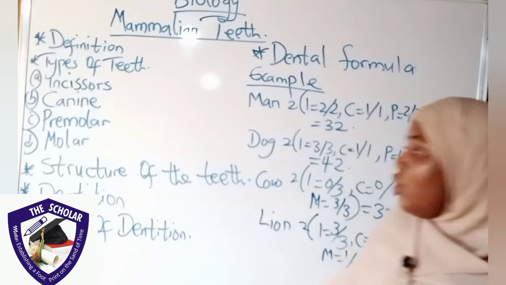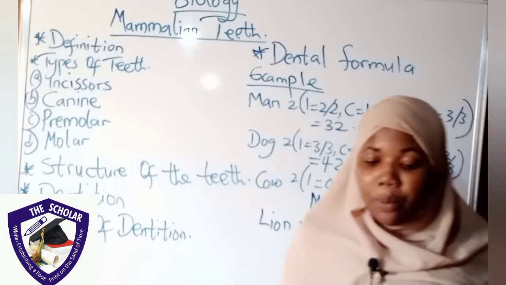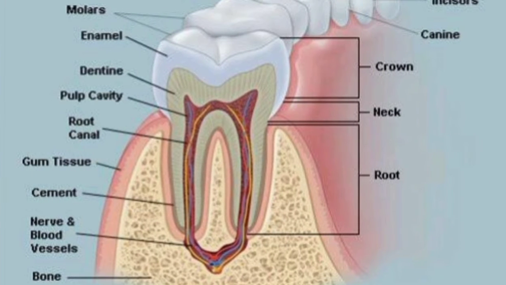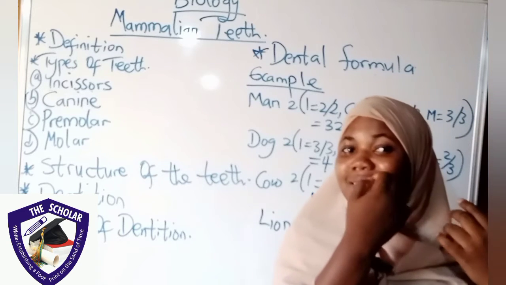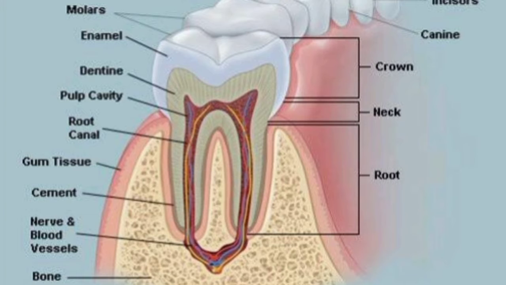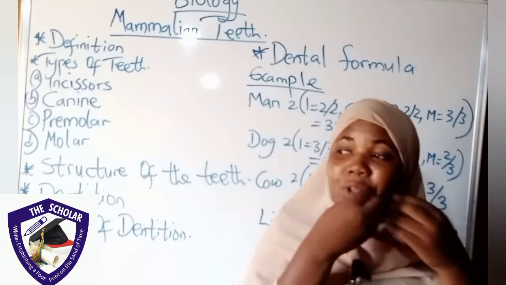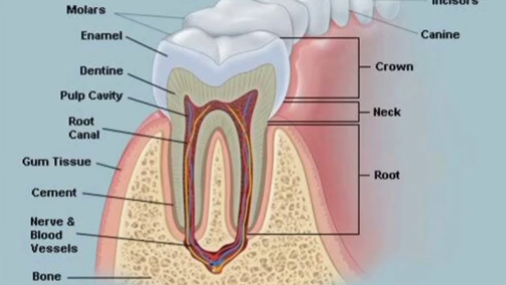Now for the other aspect of mammalian teeth, which is the structure of the teeth. When we're talking about the structure of the teeth, it is in three regions. We have the crown, which projects above the gum. The crown is the one you can see, that is visible. Then the other one is the root of the teeth, and it is the one that is embedded inside the jaw. So the part of the teeth that you cannot see, that is inside our jaw, is the root of the teeth.